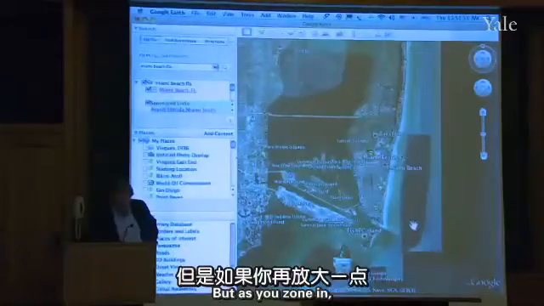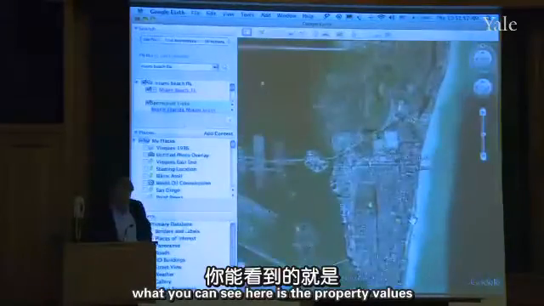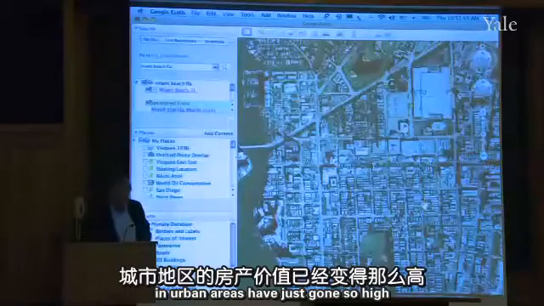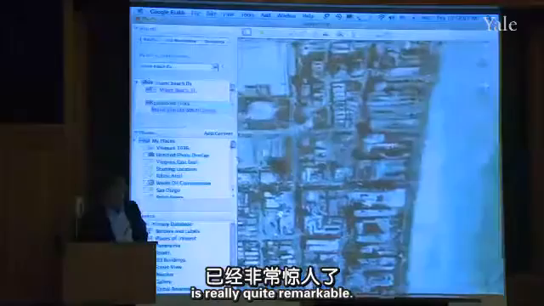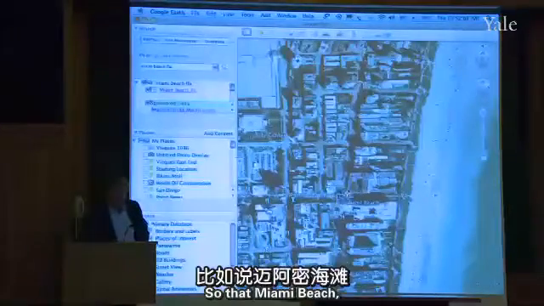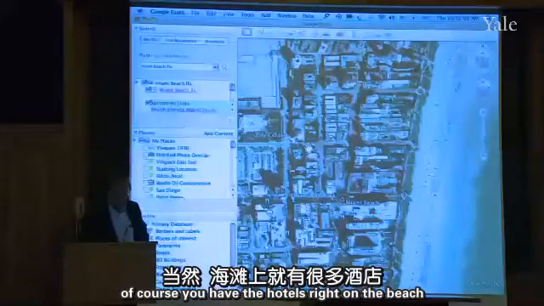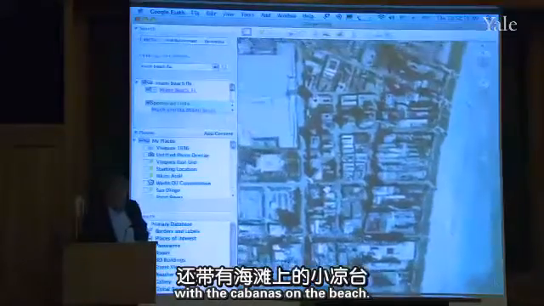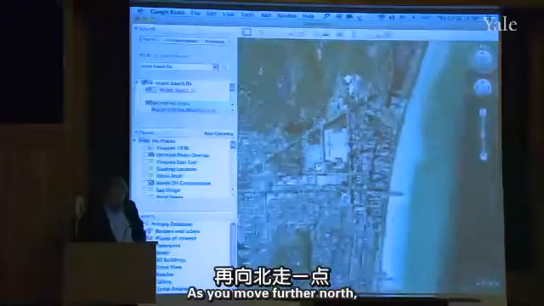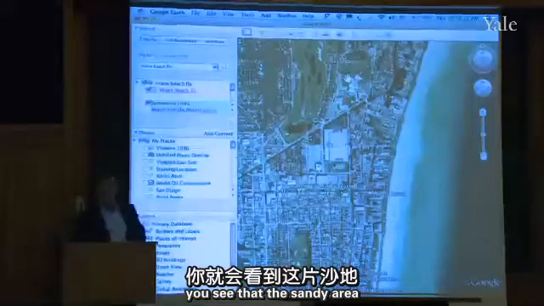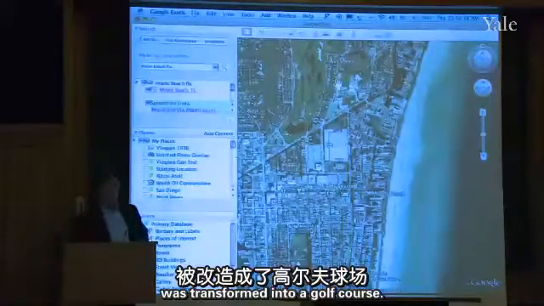But as you zoom in, what you can see here is that the property values in urban areas have gone so high that the intensity of development is really quite remarkable. So in Miami Beach, of course, you have the hotels right on the beach with the cabanas on the beach, and as you move further north, you see that the sandy area was transformed into a golf course.